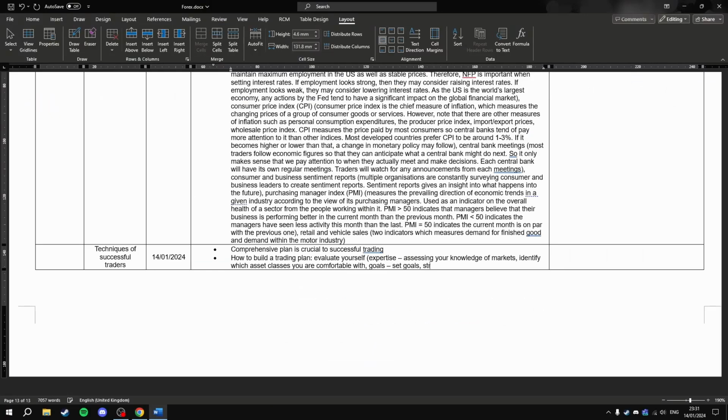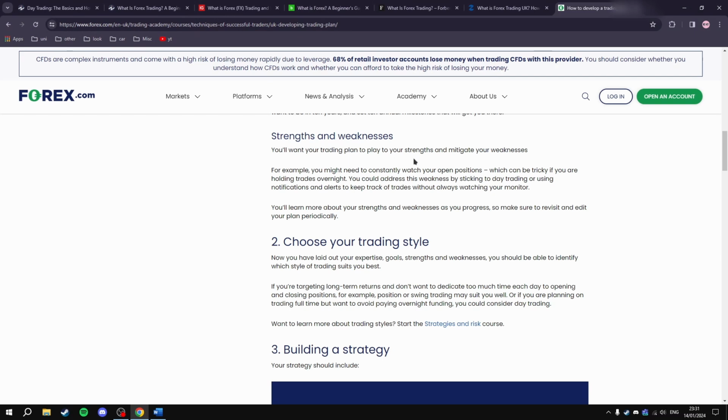Strengths and weaknesses. You'll want your trading plan to play to your strengths and mitigate your weaknesses. For example, you might need to constantly watch your open positions, which can be tricky if you're holding trades overnight. You could address this weakness by sticking to day trading or using notifications and alerts to keep track of trades without always watching your monitor. You'll learn more about your strengths and weaknesses as you progress, so make sure to revisit and edit your plan periodically.